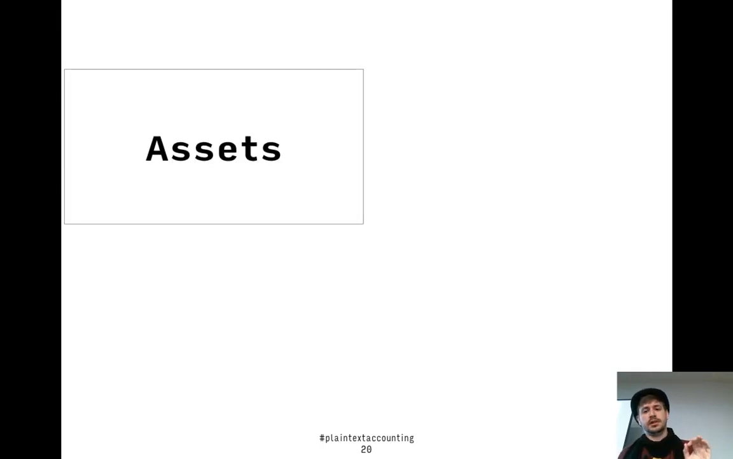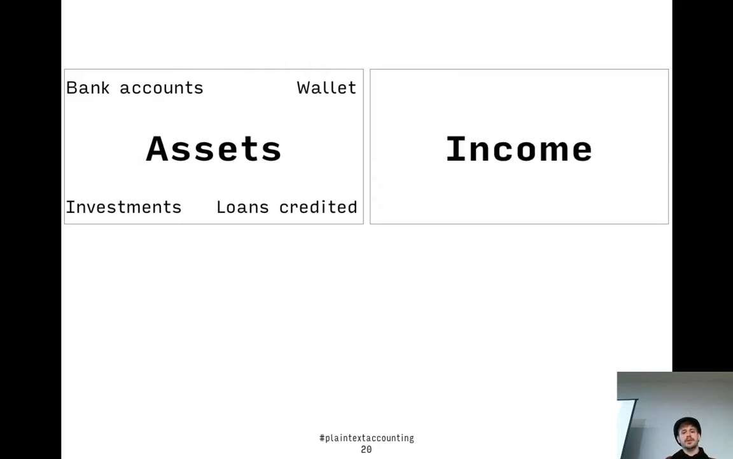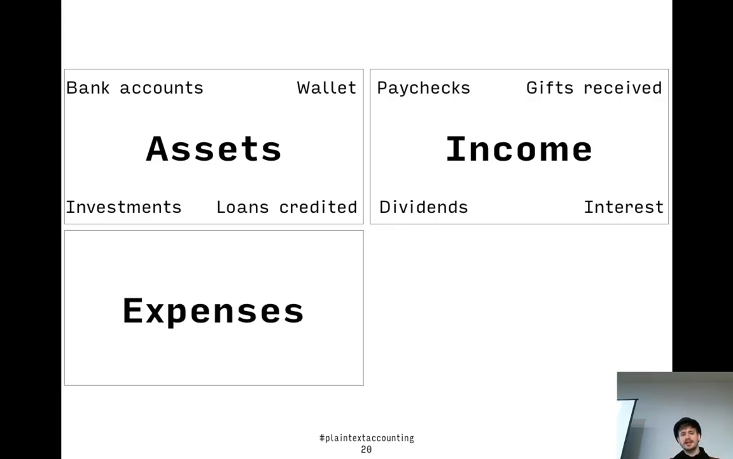These include things like your bank accounts, your wallet, your investments, and loans that you've given to others. There's income. This includes things like your paychecks and your gifts received and dividends and interest. Now we'll go into things that are generally outflows. Expenses like groceries and taxes and gifts that you've given and donations.